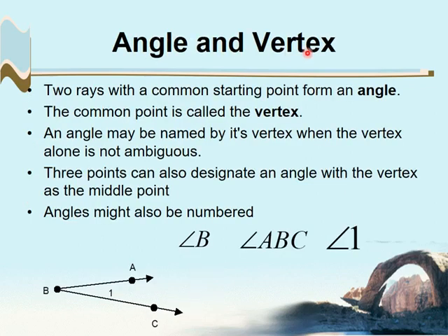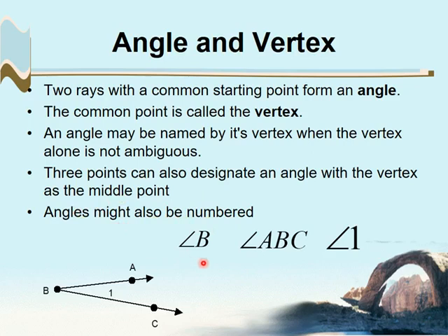Angle and vertex. Two rays with a common starting point form an angle. The common point is called the vertex. An angle may be named by its vertex when the vertex alone is not ambiguous. 3 points can also designate an angle with the vertex as the middle point.